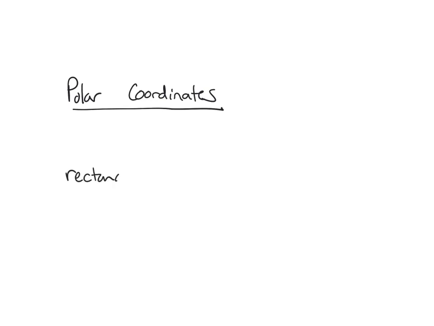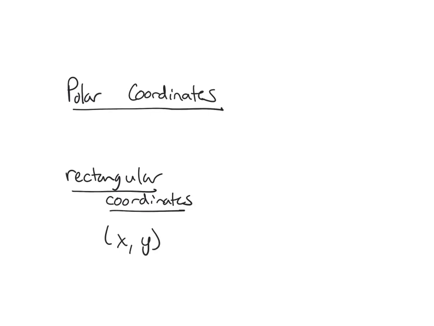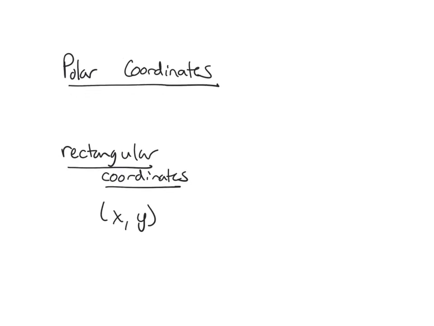So we're going to start discussing polar coordinates now. The idea is, what you're used to is rectangular coordinates. And with rectangular coordinates, you represent a point with a pair, x comma y. And so now we're going to use a new system called polar coordinates. And so you represent a point with a pair, r comma theta.